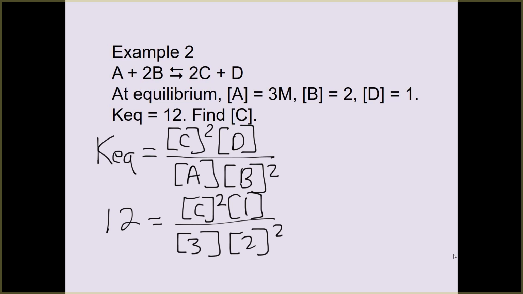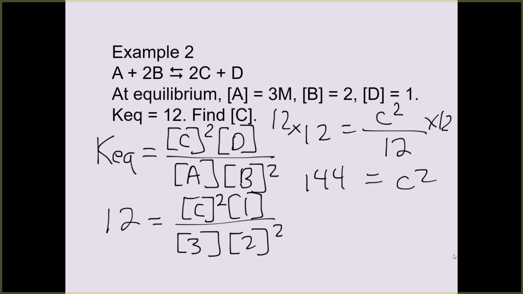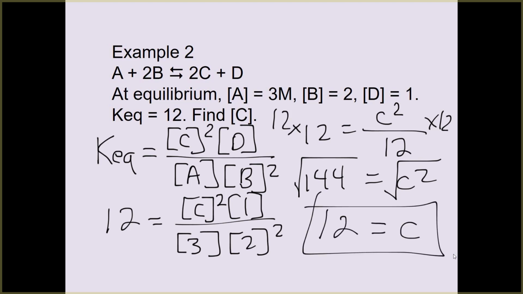I'm going to end up with 12 is equal to C squared divided by 2 squared, which is 4, times 3, so divided by 12. So I'm going to end up multiplying by 12 on each side. I have 144 on one side and C squared on the other side. So then I'm going to square root each side. C is equal to 12. So that is the concentration, so I need to put in an M for molarity. Our K doesn't have a unit, but anytime we have any of those little brackets, remember that means molarity.